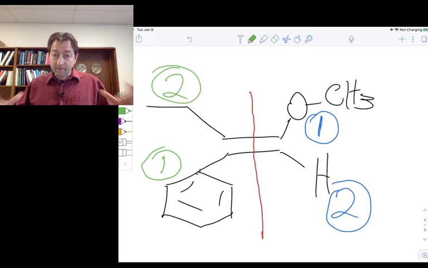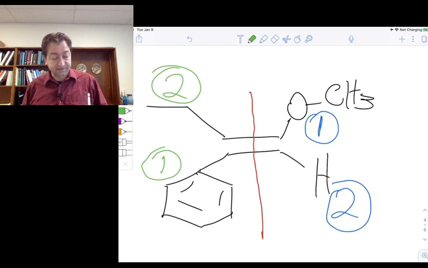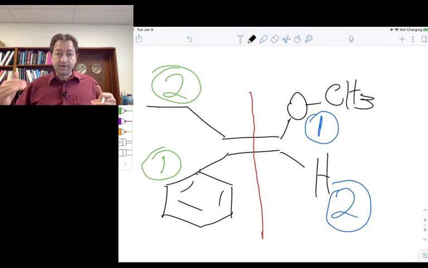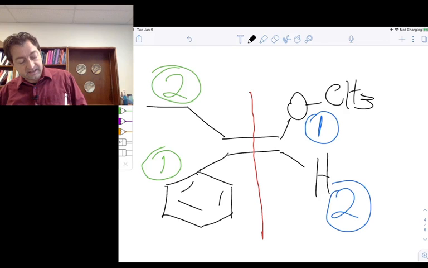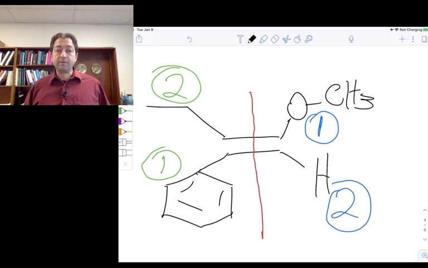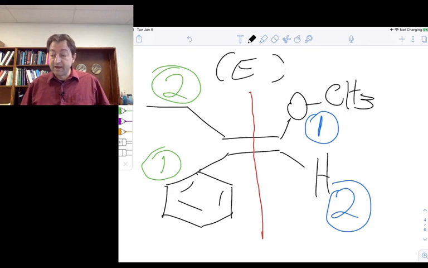All of the rules of assigning priority are the rules that we use for RS nomenclature, which we covered quite a bit in that video, and we've seen some examples in class of that. So now, all we have to decide is whether this is E or Z. In this instance, the highest priority substituents are on opposite sides of the double bond. This would be an E configuration. And again, this is purely a nomenclature thing. It's not an observed thing. It's just a nomenclature thing that we've invented as chemists to be able to describe the configuration about that double bond.